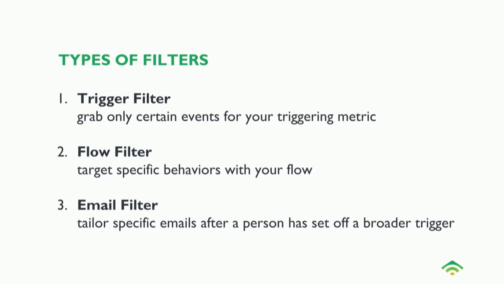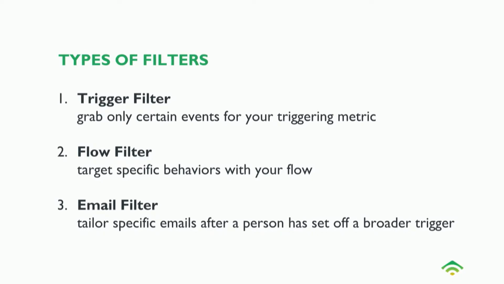We have what are called trigger filters, and those grab only certain events based on the triggering metric. An example of that could be when I place an order, say I place an order for this jacket here. There's specific information about this jacket that I'm going to buy: how much it cost, what collection it was, what category, what color, what size. That's information about that specific triggering metric.